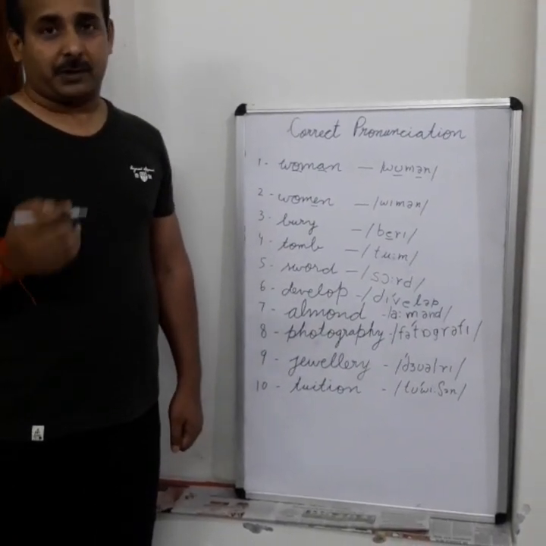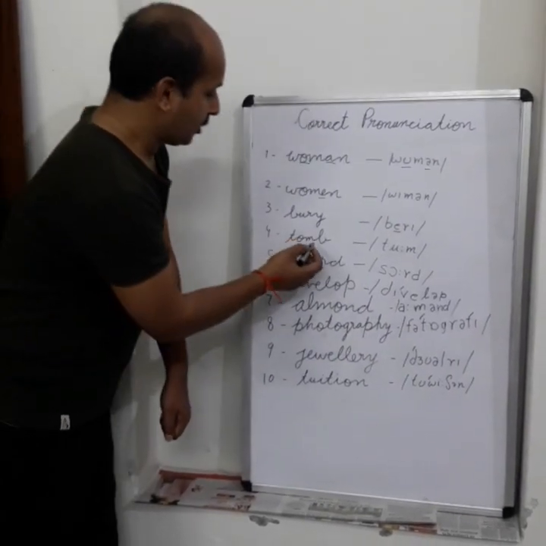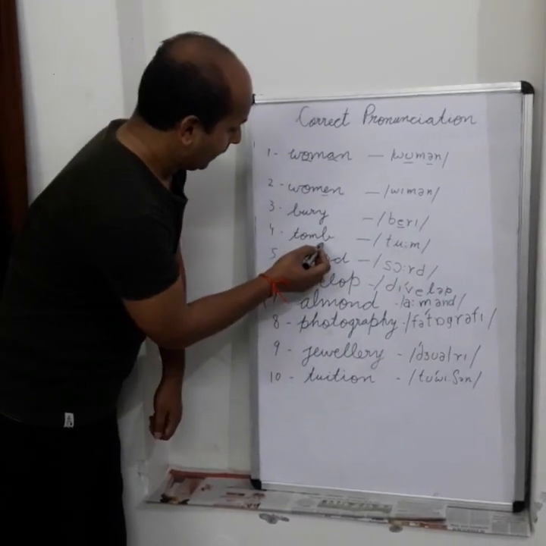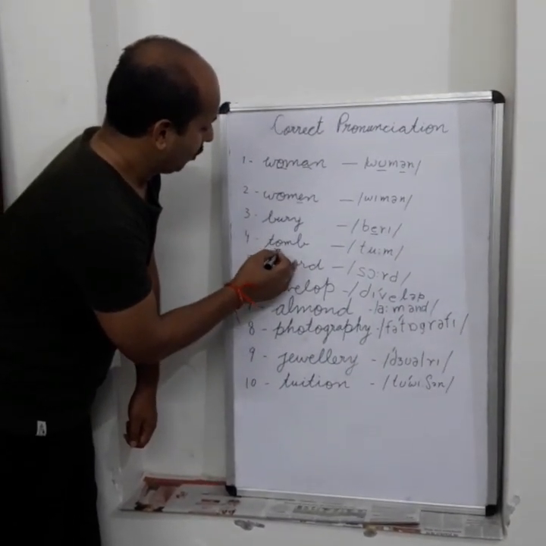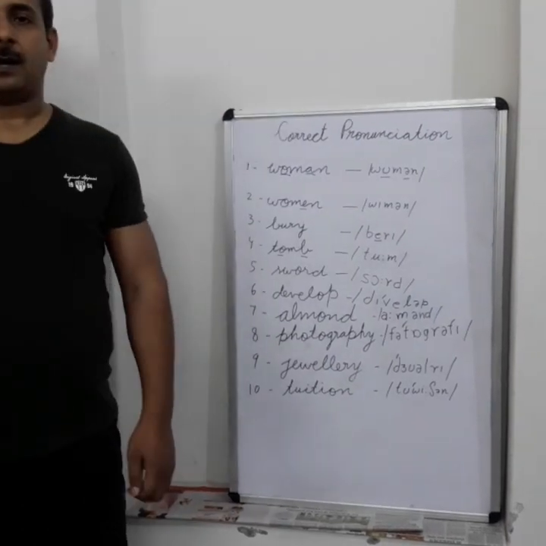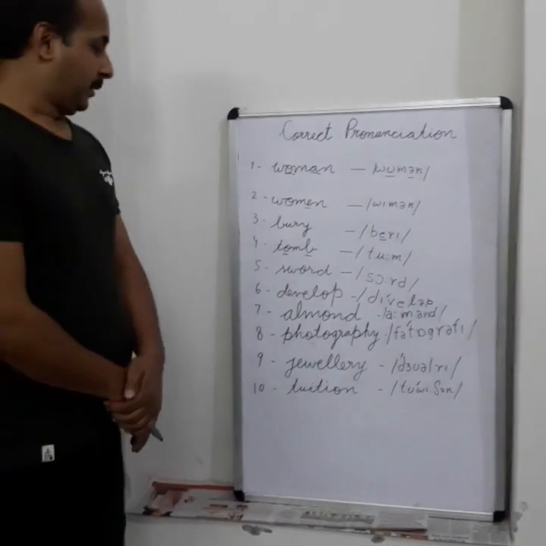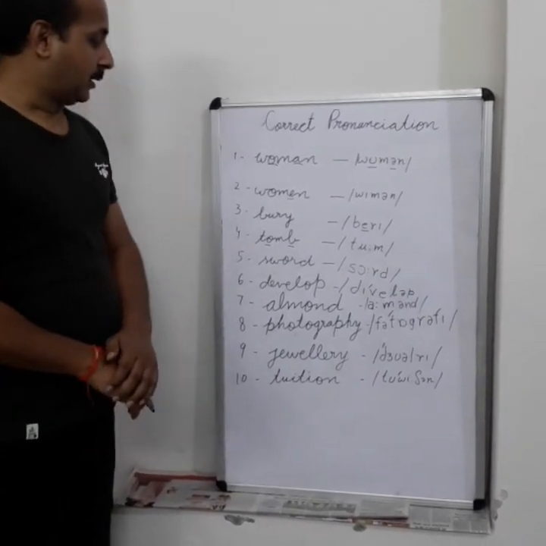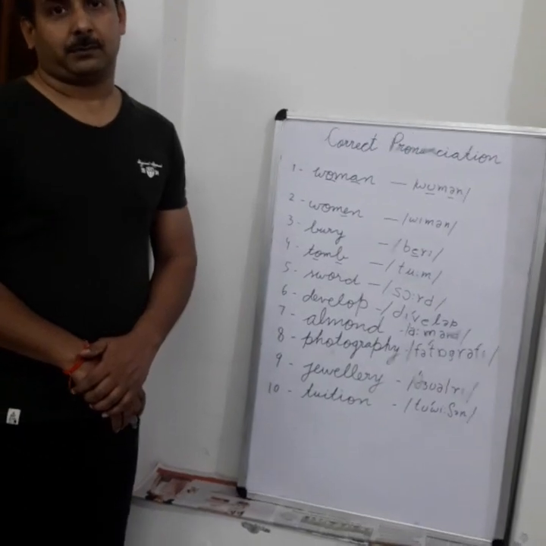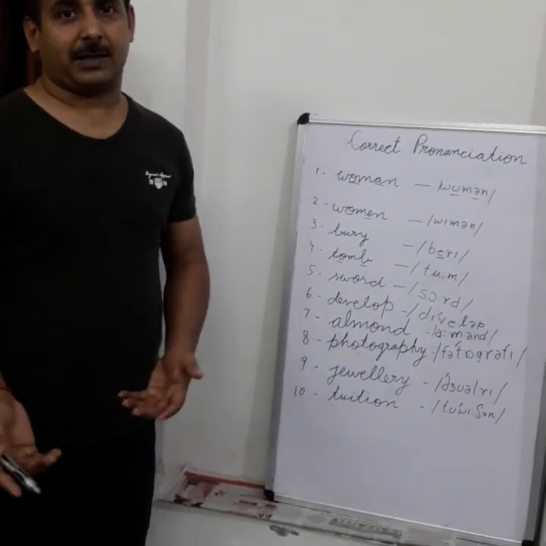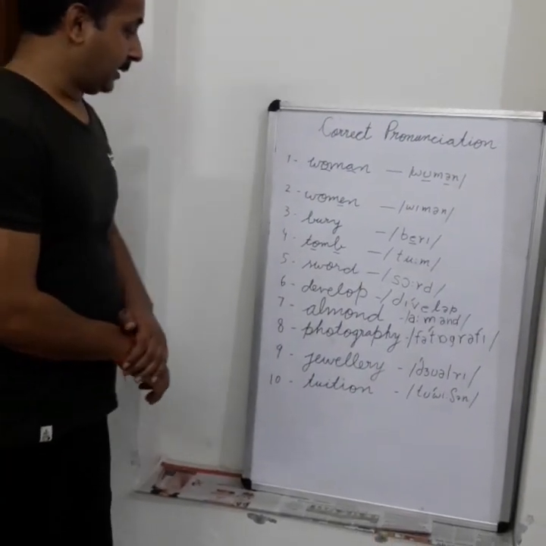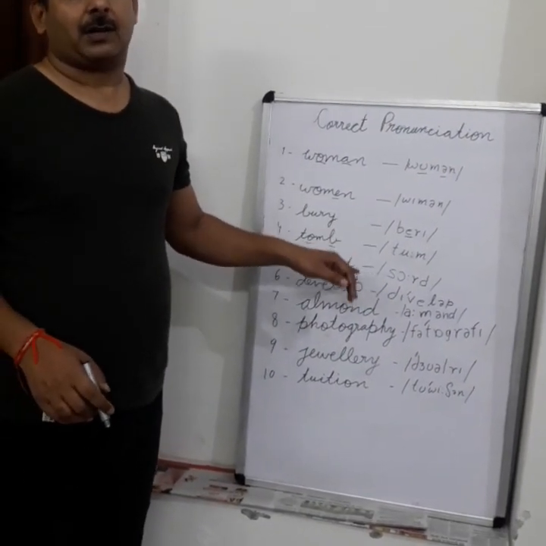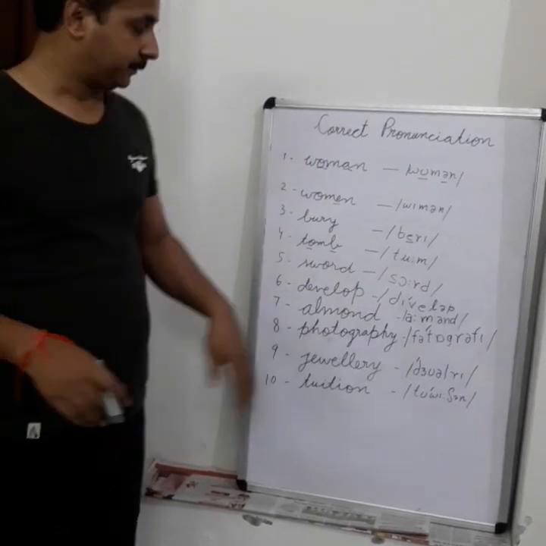The fourth word is tomb. How is it pronounced? You will look at the word and you will look at the letter O and B, and you may pronounce it as Tom, Tom, Tom or Tom. Such pronunciations are seen, but the correct pronunciation is Tom. It is Tom, not Tom.